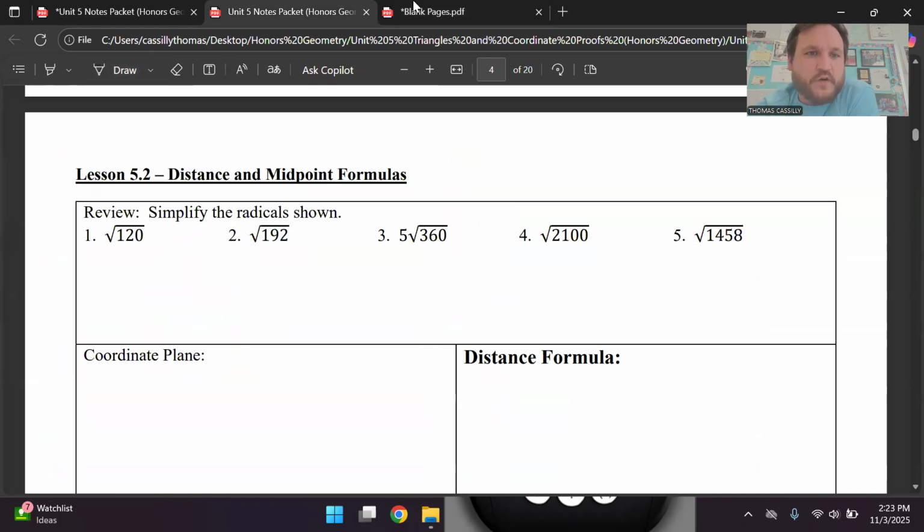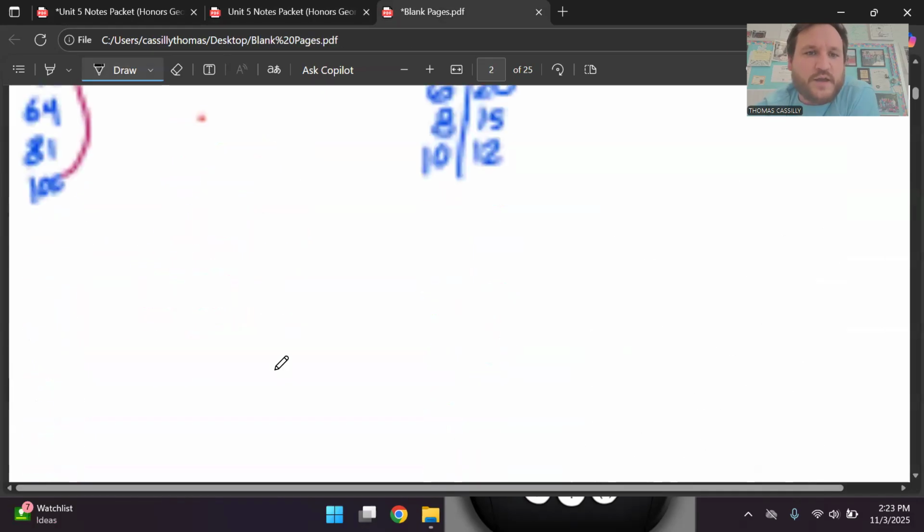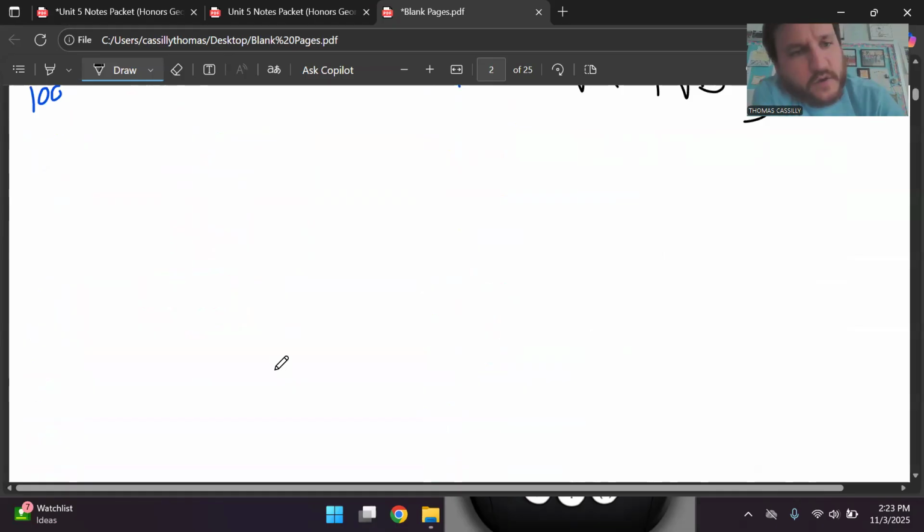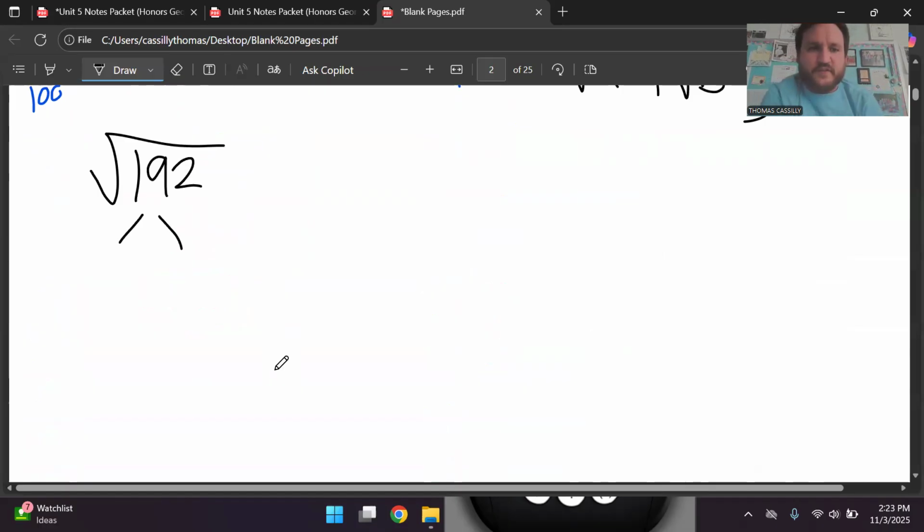So let's look at another one, 192. That is our next one here. So the square root of 192. What we want to do is break this up. We want to figure out, hey, what are the factors of 192?